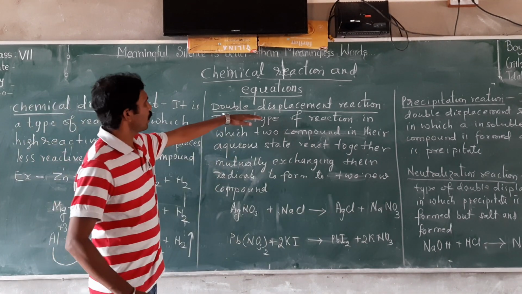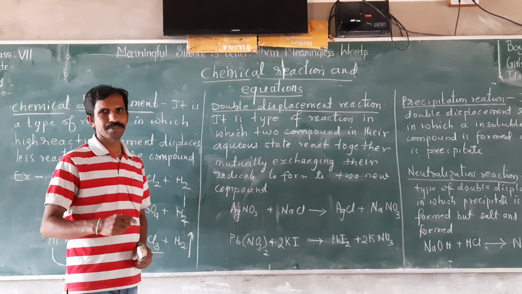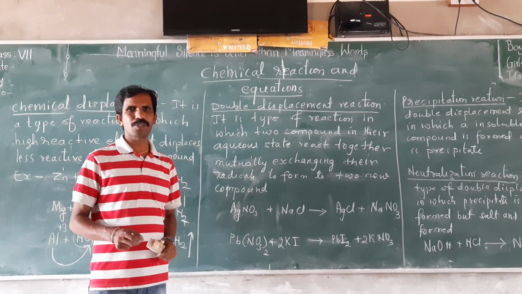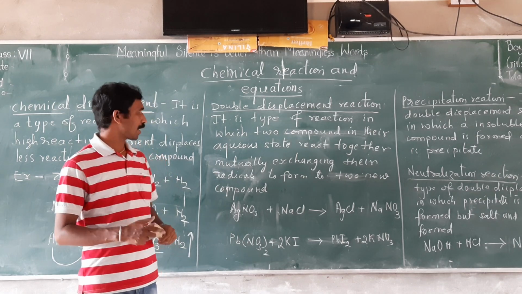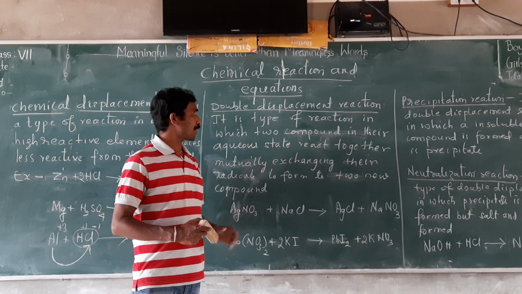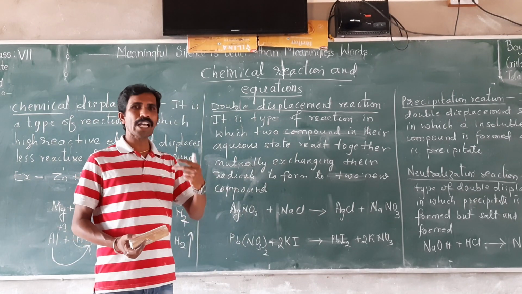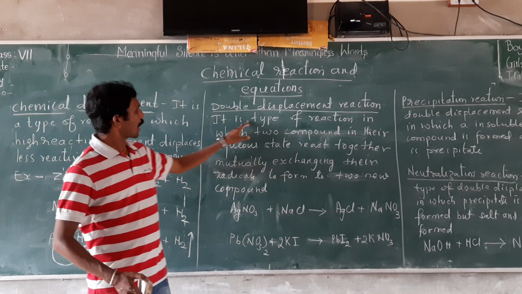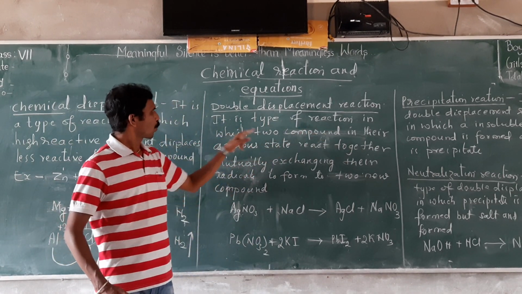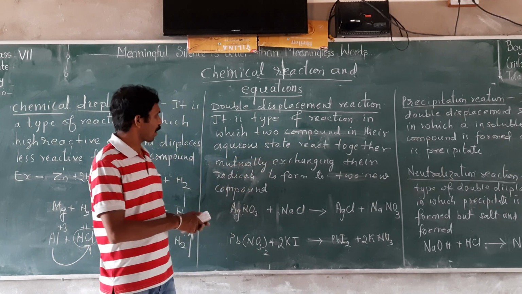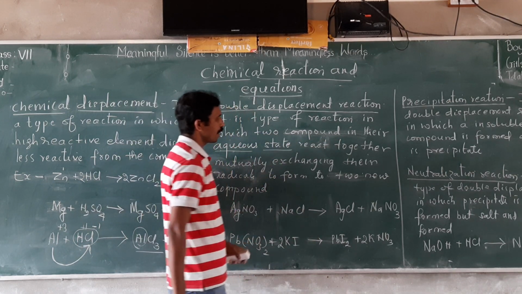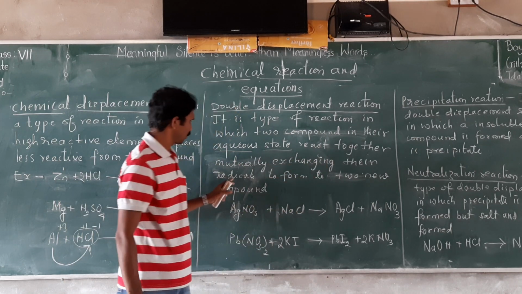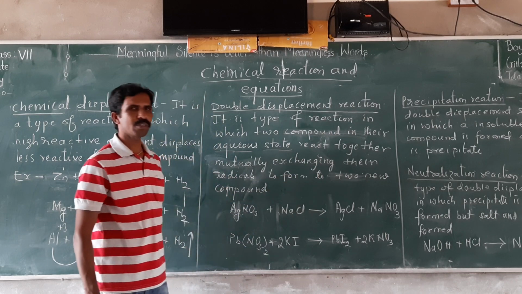The next type of reaction is double displacement reaction, also called double decomposition reaction. How is it double displacement? Here two displacements happen. Two elements are displaced. This is a type of reaction in which two compounds in their aqueous state react together, mutually exchanging their radicals to form two new compounds.